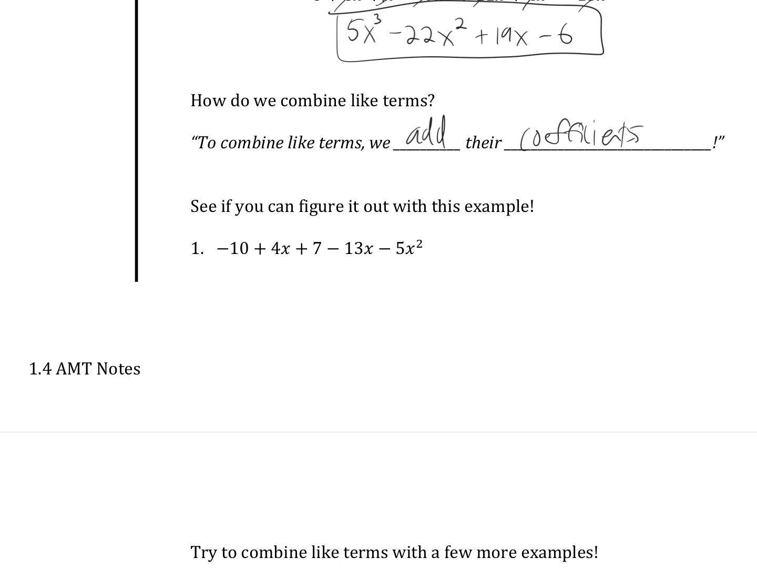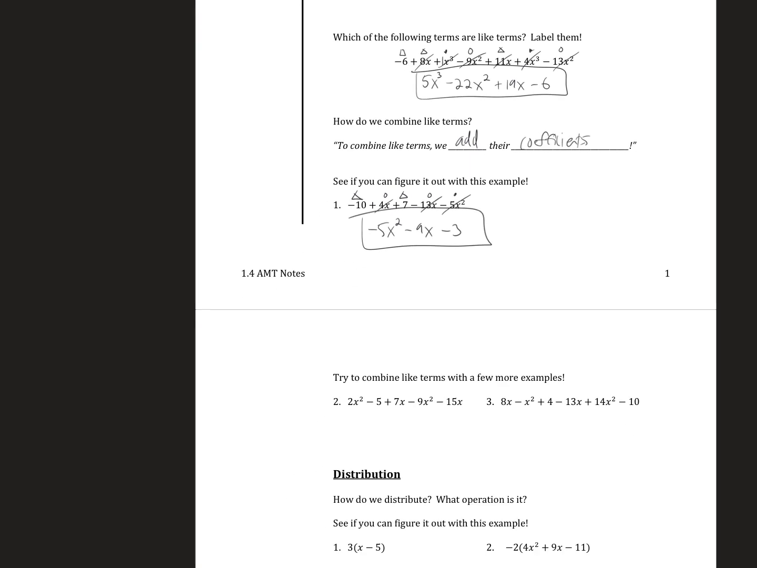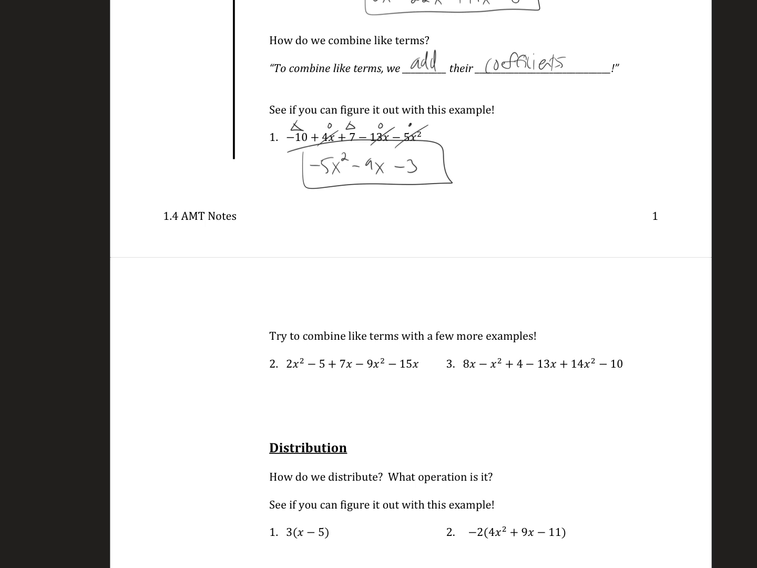Give it a try. All right, biggest exponent I see here is x squared. We got x and x, and then we got constant and constant, okay? So we're adding the numbers in front. We got negative 5x squared is by itself, so we got negative 5x squared. I see 4x minus 13x is going to be negative 9x. I see negative 10 plus 7 is going to be negative 3. And there we go. All right, now we've done a couple together. Why don't you guys try 2 and 3 and see how you do?